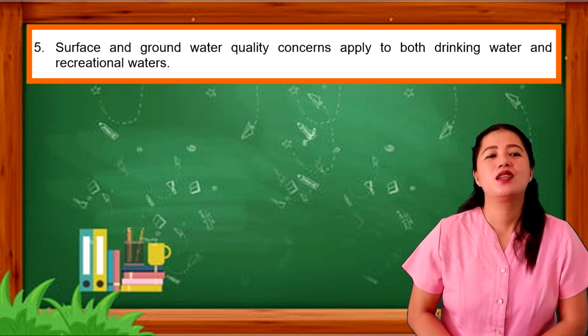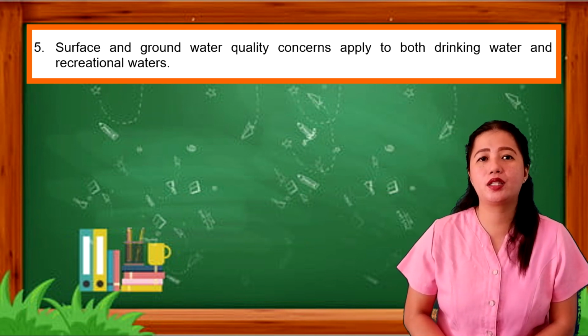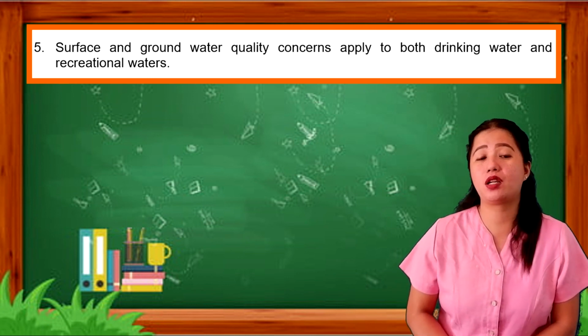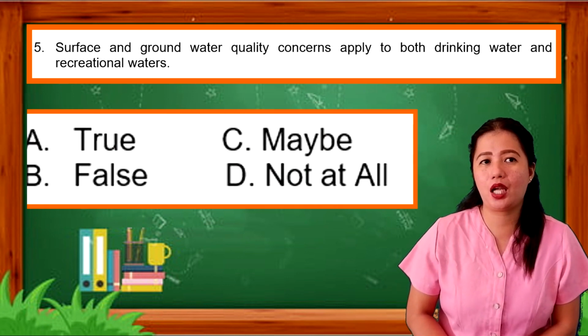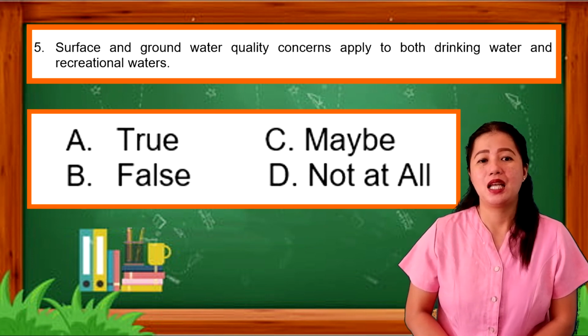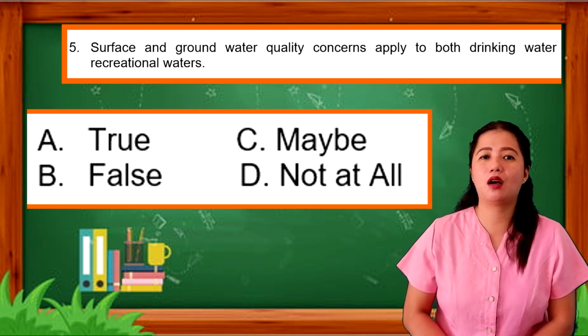Number 5, surface and groundwater quality concerns apply to both drinking water and recreational waters. Letter A, true. Letter B, false. Letter C, maybe. And letter D, not at all.